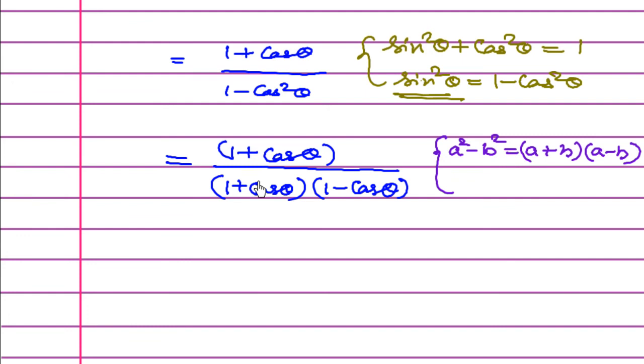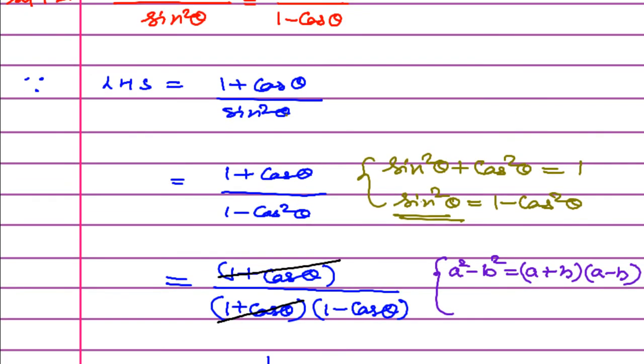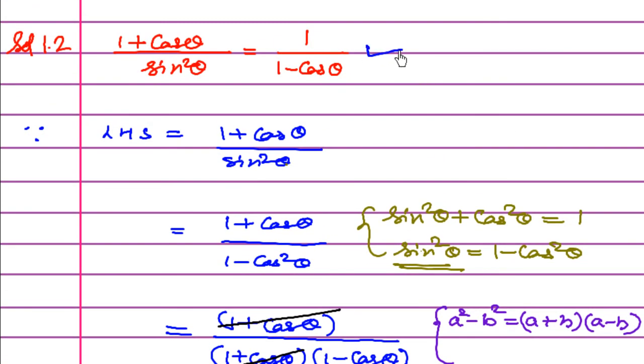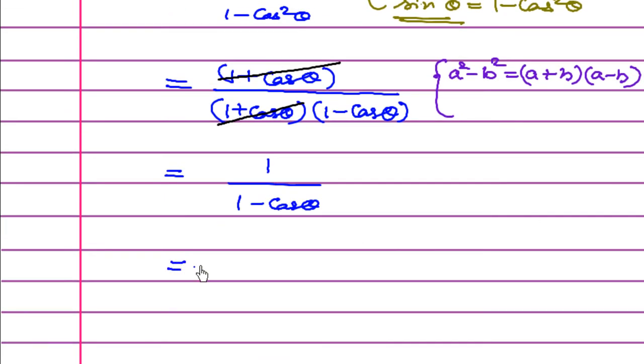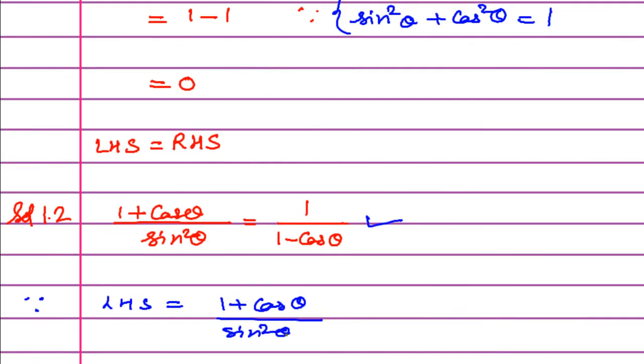Now look at here. Here is 1 plus cos theta in the numerator and 1 plus cos theta in the denominator. So they will eliminate each other. Here we get 1 over 1 minus cos theta. And 1 over 1 minus cos theta, look at here in the question, we have to prove this. So here it is equal to RHS. So LHS is equal to RHS. So in this way we have to prove this. Now we take the next problem.